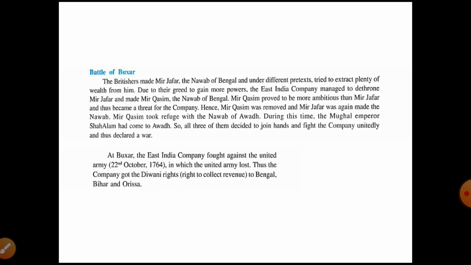Thus, the company got the Diwani right to collect revenue in Bengal, Bihar and Orissa. After defeating this United Army of Mir Qasim, the company got Diwani rights. Diwani rights means the right to collect revenue. So now the Britishers got the right to collect revenue from Bengal, Bihar and Orissa. I hope you understand all these topics.